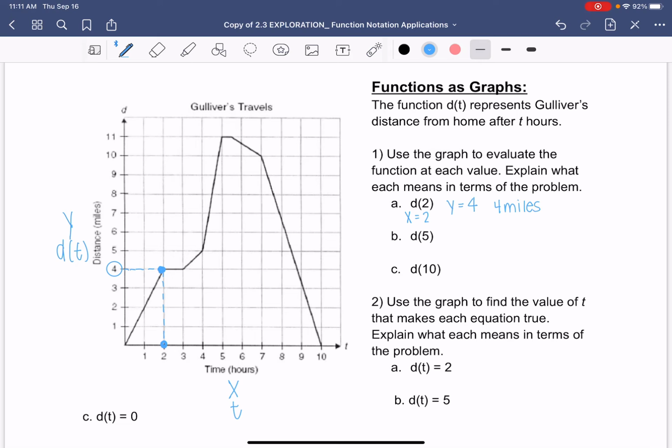So our explanation is after 2 hours, he's 4 miles away.